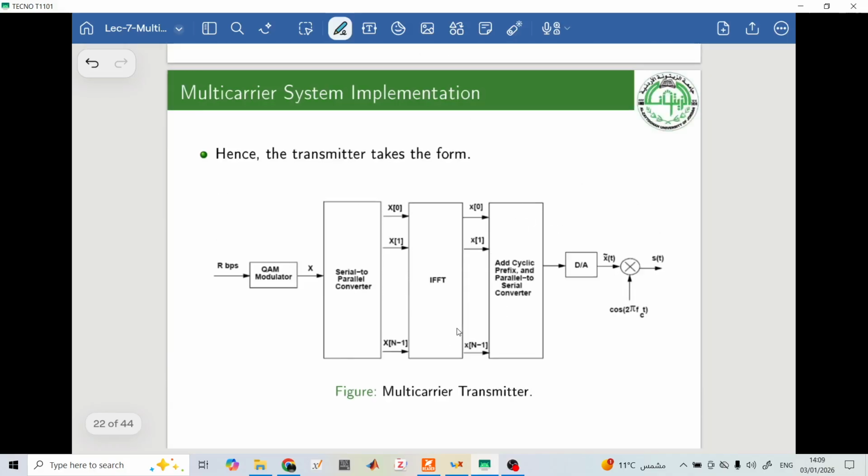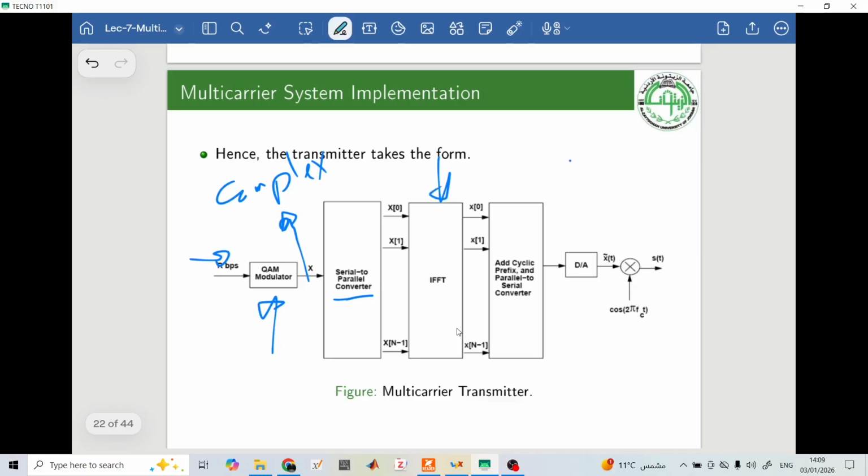So how do we do the implementation in the transmitter? We get the bits, we do the modulation here, so we convert them from bits to complex values. X here is complex, right? Because we've done the QAM modulation. Recall the BPSK is a special case of the QAM, right? So then we convert from serial to parallel, and now we feed them to the inverse fast Fourier transform.